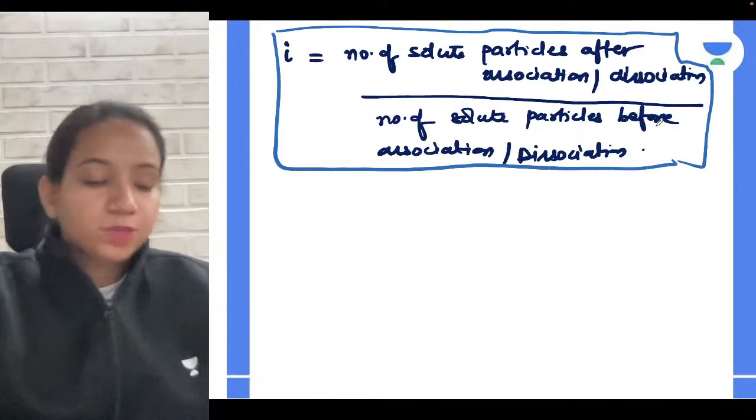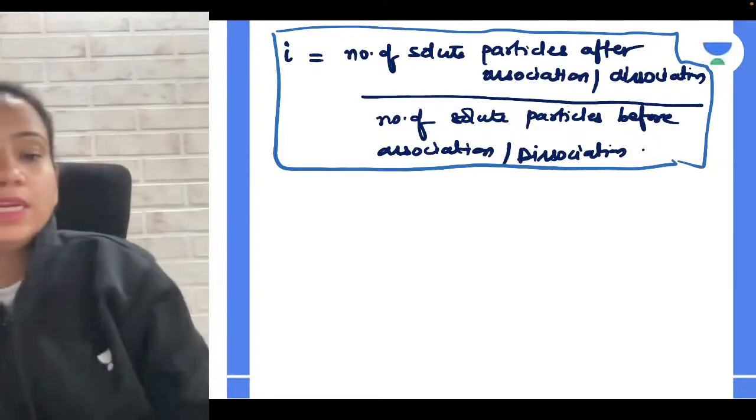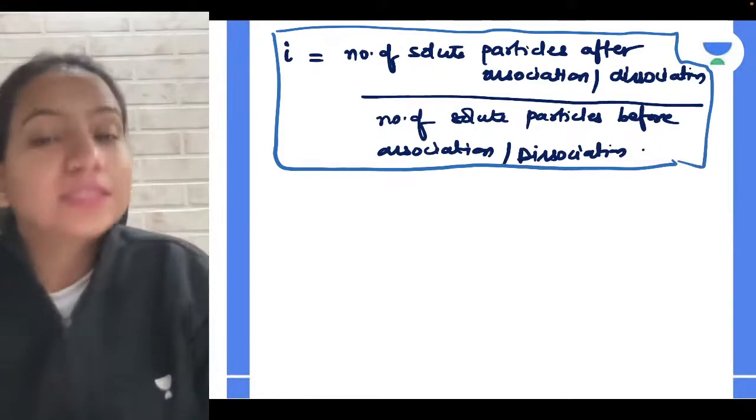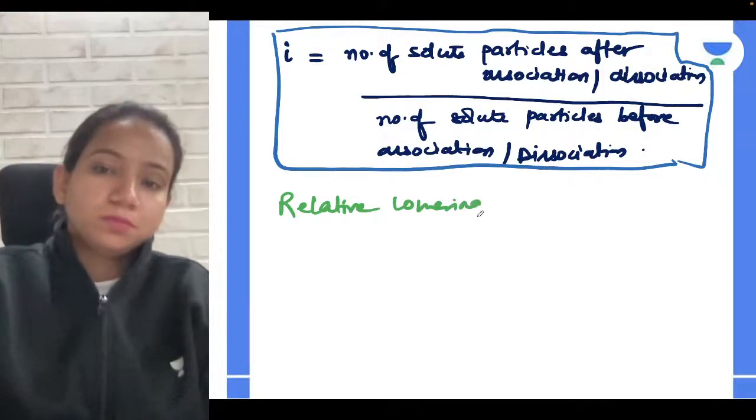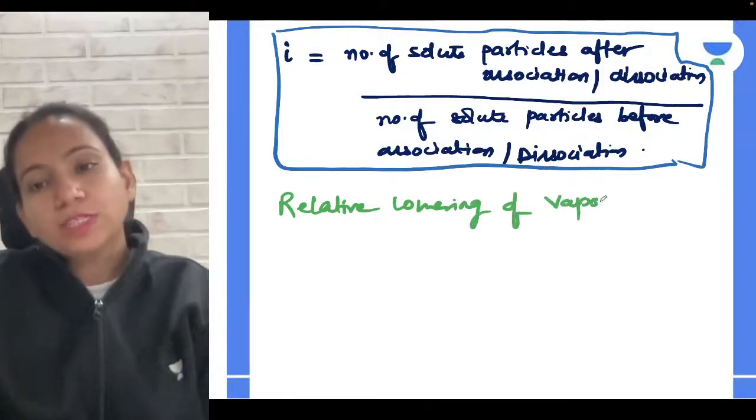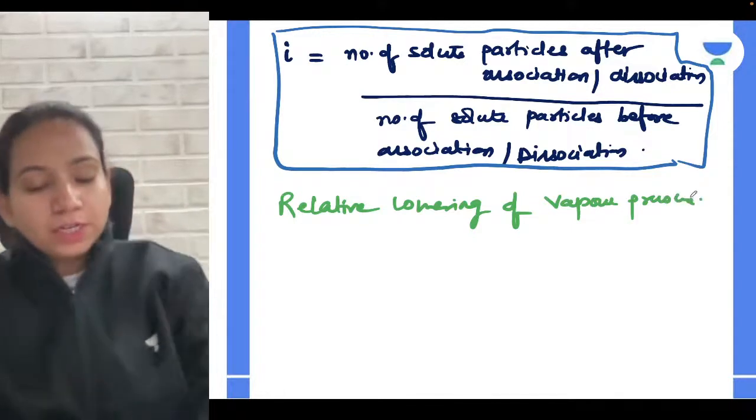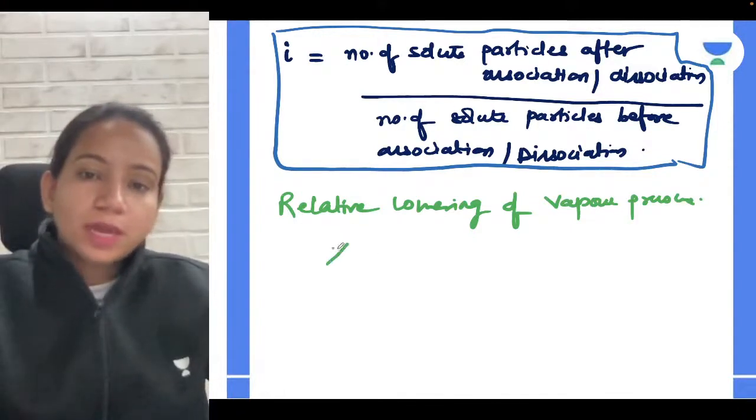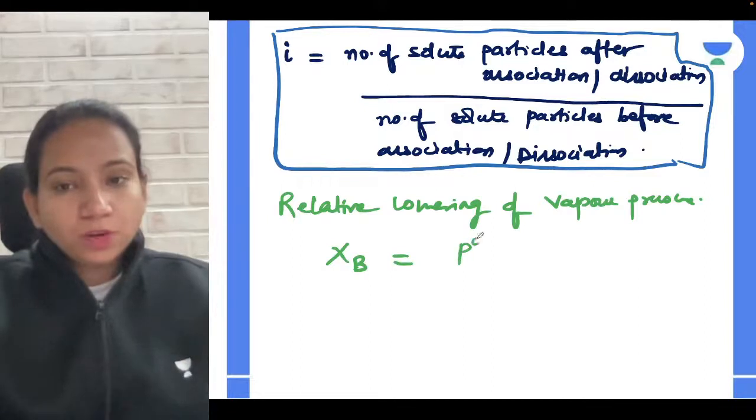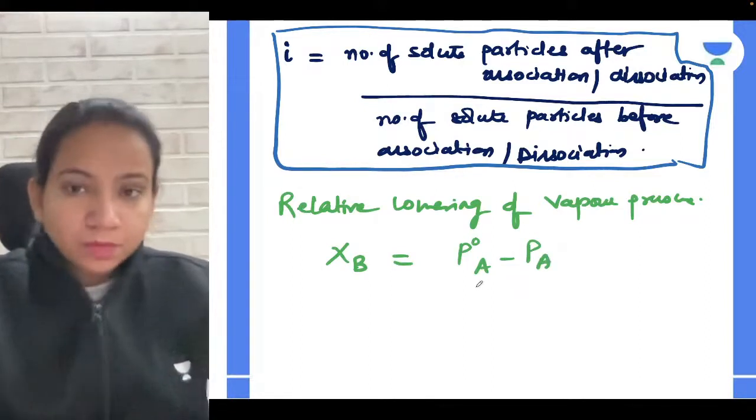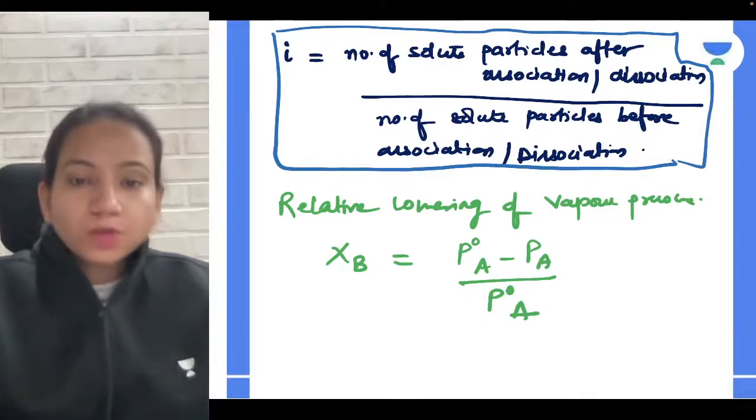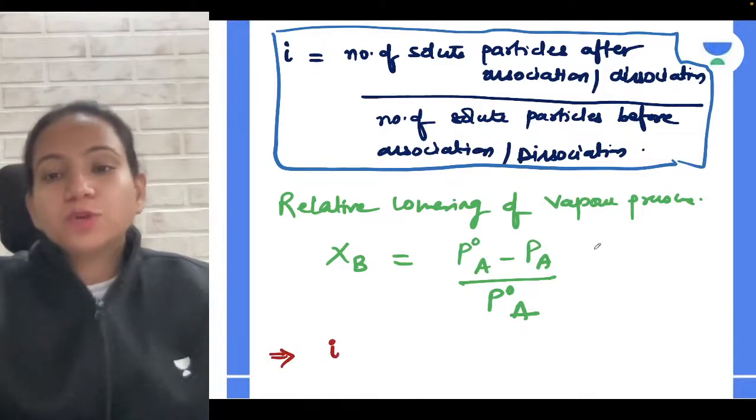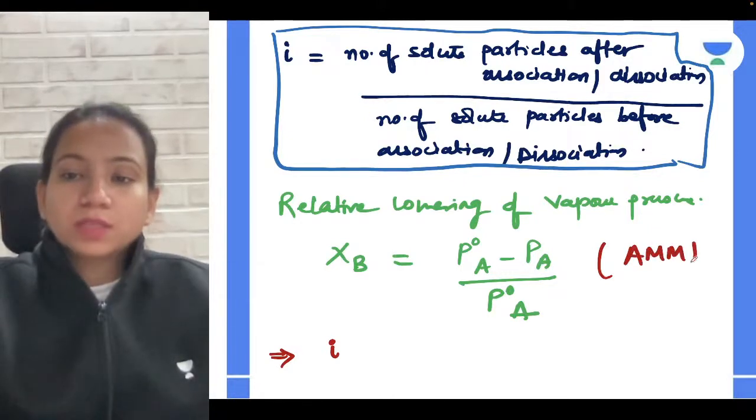Okay, so what will happen if you calculate this value? Basically, to get the exact molar mass, you can utilize it in the different colligative properties. So relative lowering of vapor pressure, guys. I hope you remember the formula: XB is equal to P naught A minus PA divided by P naught A. This was the formula, but you will use the correction factor over here. So from this you will get the abnormal molar mass.